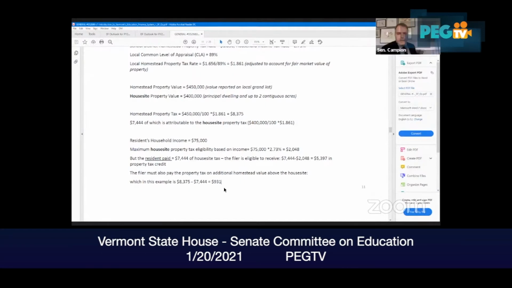And Senator Chittenden asked, is that $400,000 fixed? So it is fixed. That is something that the legislature has set in law. If you make under $90,000 per year for household income, you are eligible to receive adjustment for up to $400,000 of house site value. If you make over $90,000, you're eligible to receive assistance for only $225,000 of house site value.